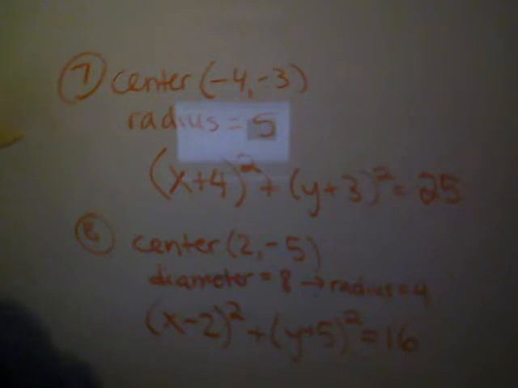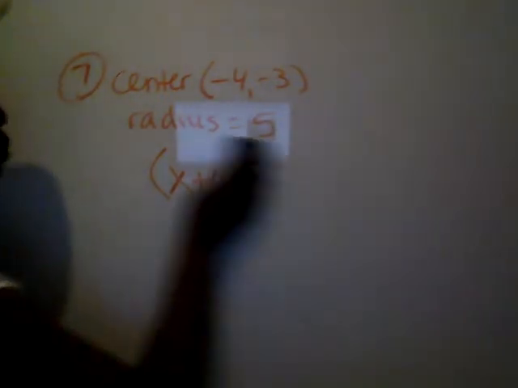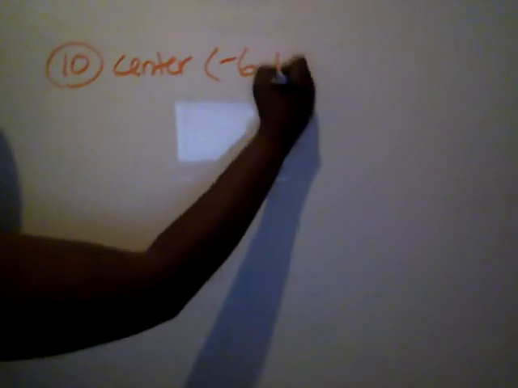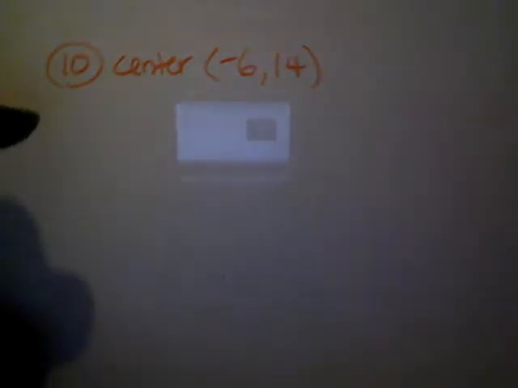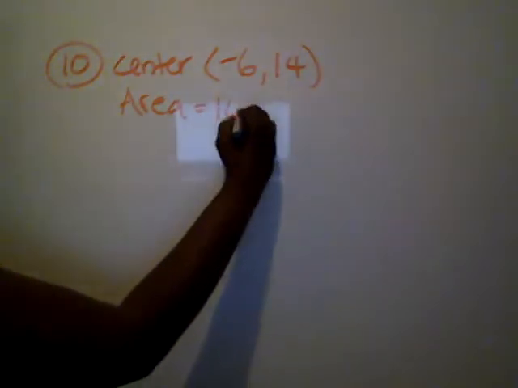So let's look at 9 and 10. So there's a little bit of a variation on this. So I'm actually going to do number 10 first, and then we'll go back and do number 9. So if we do 10 first, they tell us that the center is negative 6, 14, and the area is 16 pi.